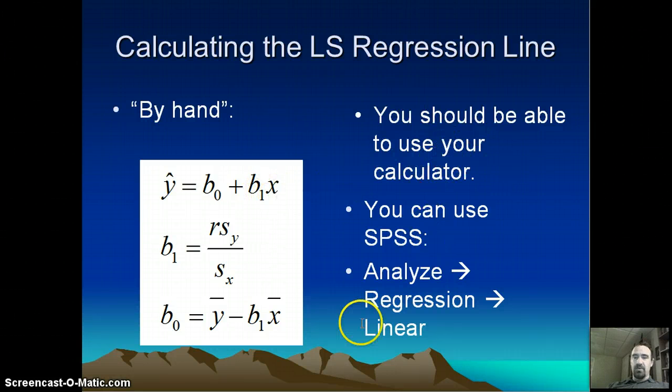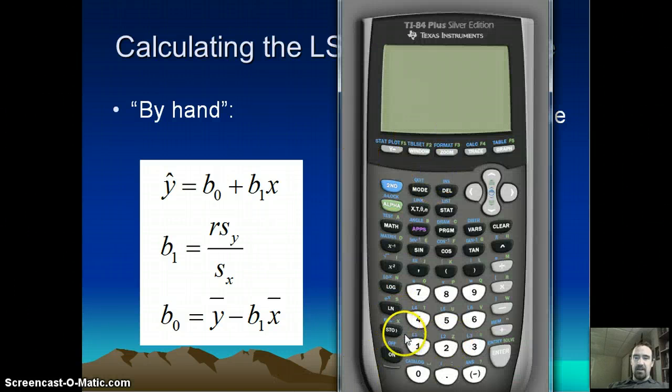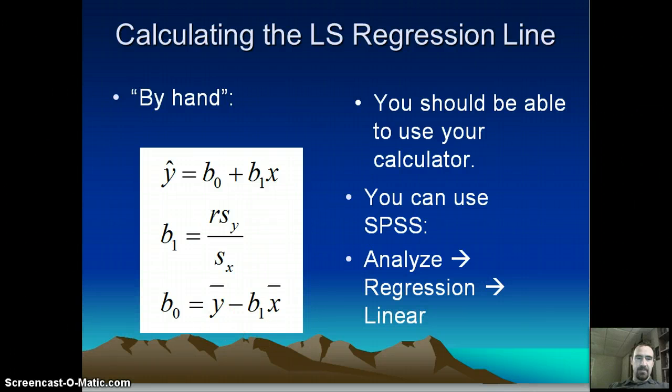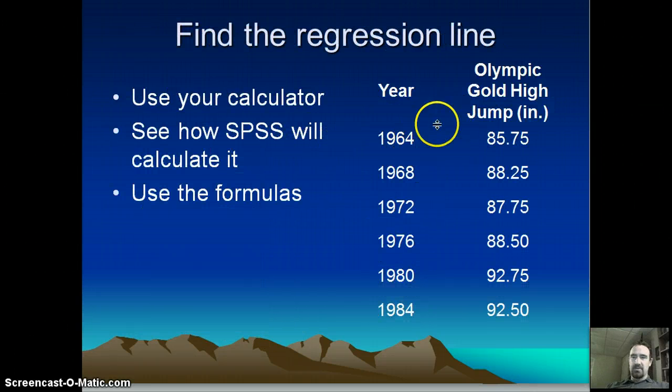Let's talk about how we can do it with a calculator. If you've got yourself a TI graphing calculator, the place to do it is going to be in the stat menu. And actually, let's go ahead and take a look at a set of data and see how we can do that. So here's some data. These are years from the Olympics, 1964 through 84. You can see they skip every 4 years. And here was the gold high jump recorded for each of those years.